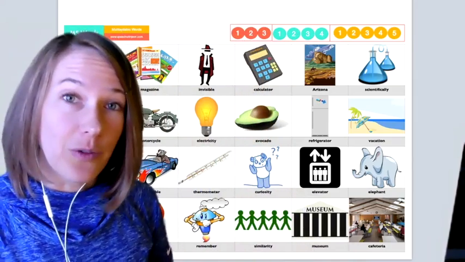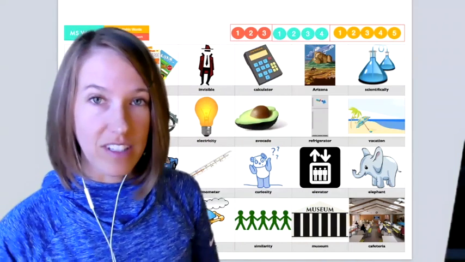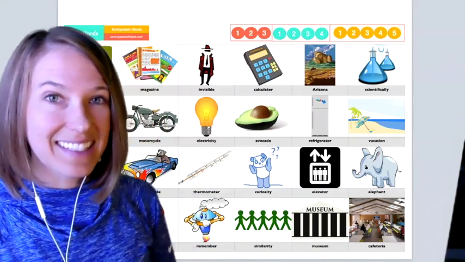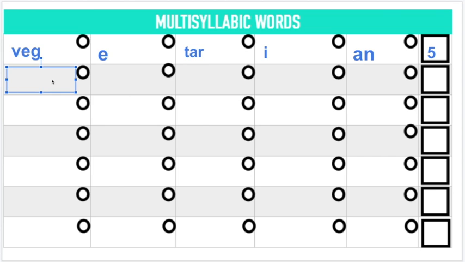So if we were going to write out piano with all of the syllables, it might look like this. Now we're going to do the word piano, which looks like this. So you should have 3 different chunks of letters to write and put a box around it. And then we're going to put the number of syllables over here, which was 3 for piano.